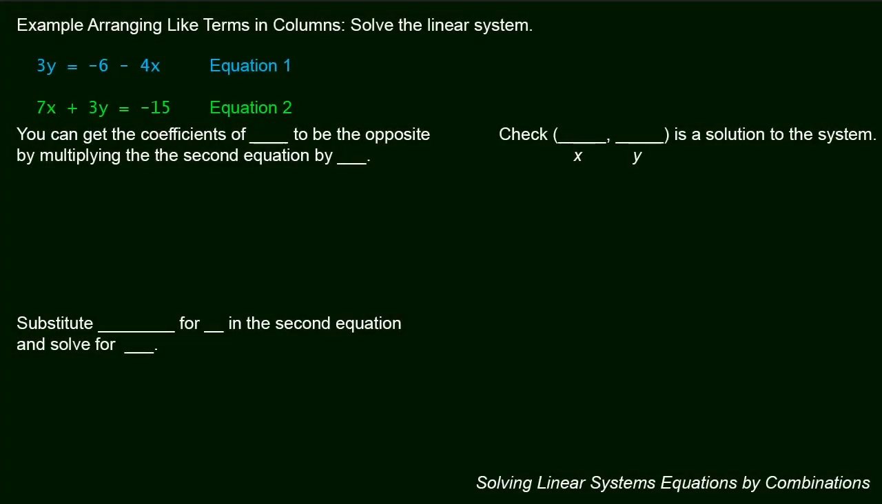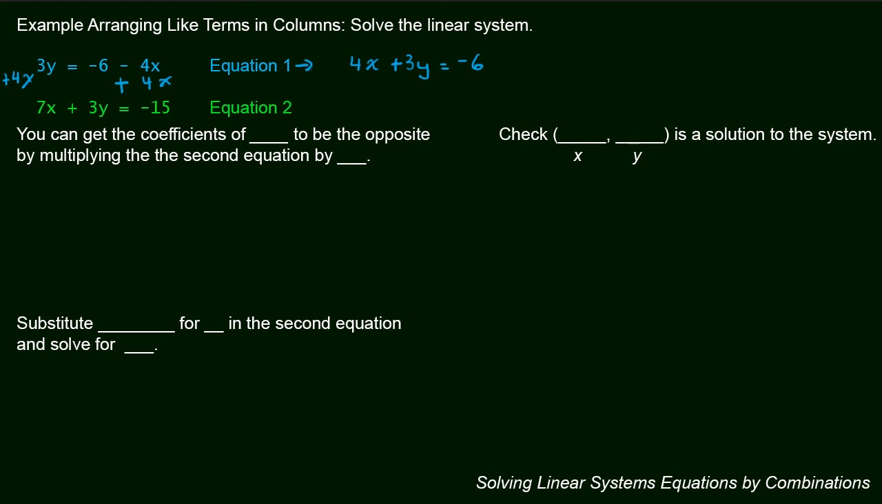In this example, we are asked to solve the linear system 3y is equal to negative 6 minus 4x and 7x plus 3y equals negative 15. As you can see, our like terms are not arranged in columns. So our first step is to write this equation in standard form so that it looks like this equation over here, and that way we can line up our like terms. In order to do that, I am going to add 4x on both sides. In doing so, I now have 4x plus 3y equals negative 6.